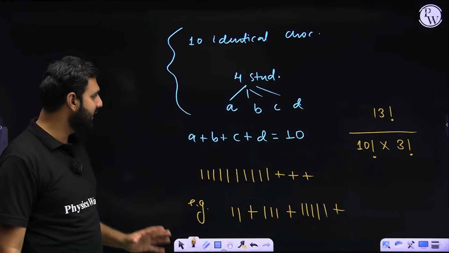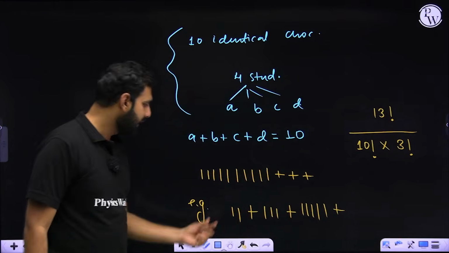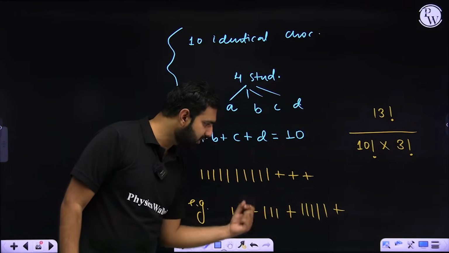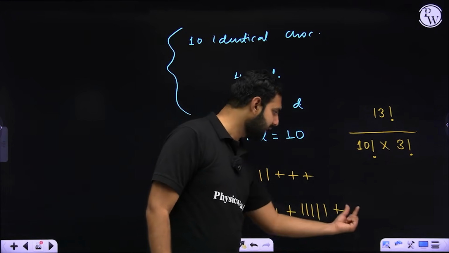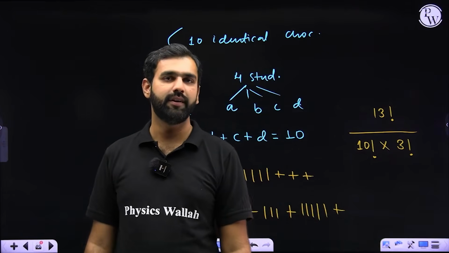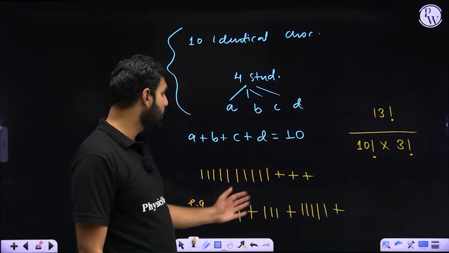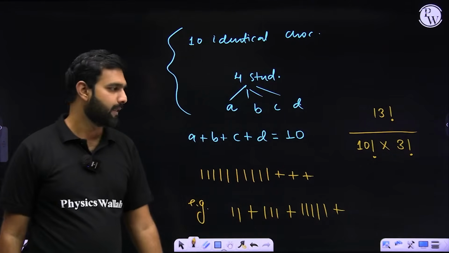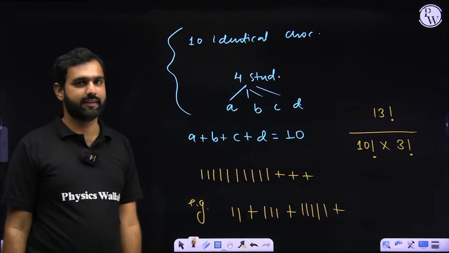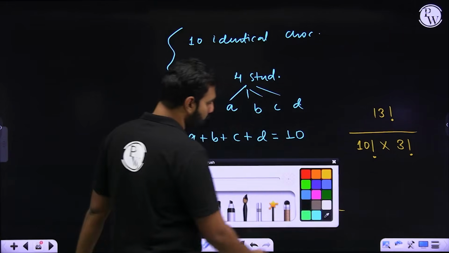It is indeed a solution, because please understand, A got 2 chocolates, B got 3 chocolates, C got 5 chocolates, and D got 0 chocolates. I hope you're understanding it very clearly. So this is how you can create the solutions. But instead of thinking it like this, let me give you a formula as well, which will always help you.